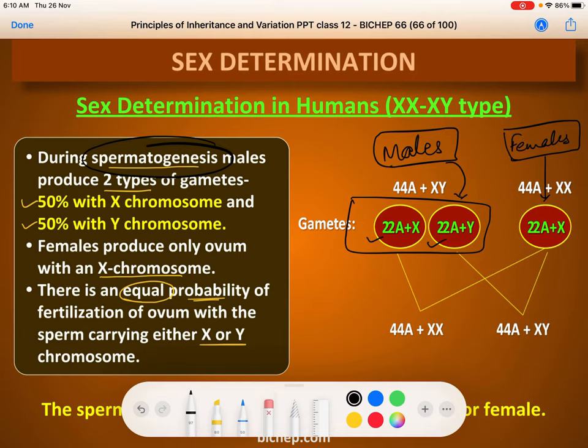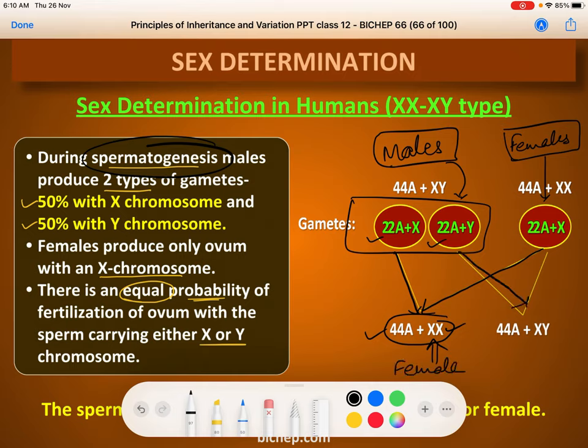So one set of chromosomes from the male and one set from the female, after fertilization, will come into the zygote. So again, 22 plus 22, 44 autosomes and 1 allosome. If a sperm containing an X chromosome fertilizes the egg, then the developing zygote will contain XX chromosomes, and it is going to be female.